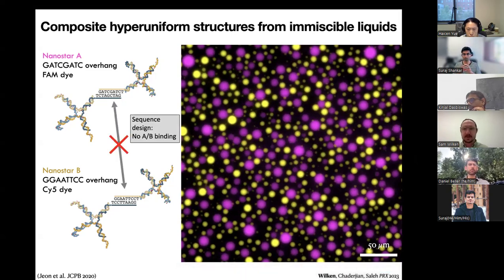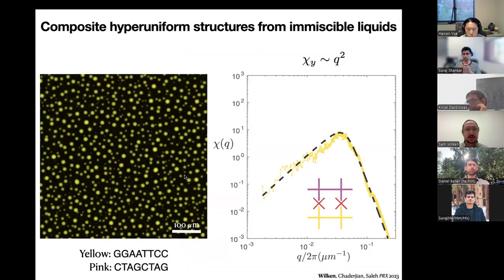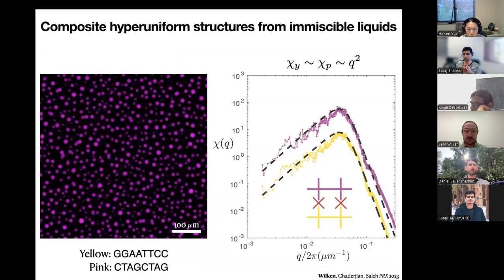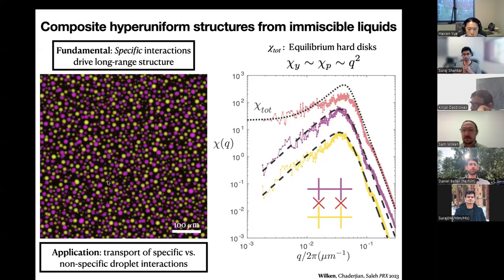So now we can characterize the structure in the same way. Just for the yellow ones, we see the same decay in the density fluctuations like we saw before. It's like it doesn't care about the other component in the system. The same is true for the pink droplets. However, if you include both of them, treating this image like a grayscale image, the sum is random. It looks like the long-range density fluctuations are those of just equilibrium hard disks, so just including excluded volume interactions.